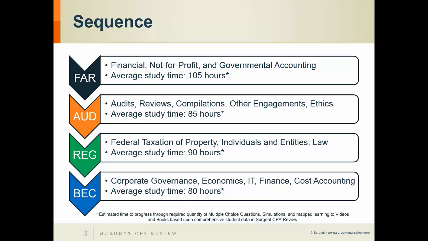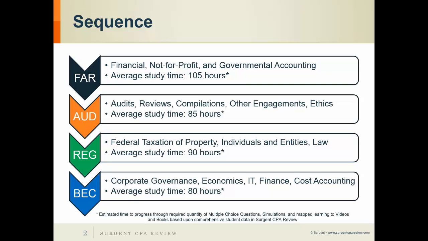Now, FAR contains everything related to accounting. So it's all your financial accounting that you learned in intermediate 1, 2, possibly if you had intermediate 3. It's got advanced accounting, not-for-profit accounting, governmental accounting. Now, Surgent does recommend the most study time for this part. Our candidates average about 105 study hours using our adaptive technology.